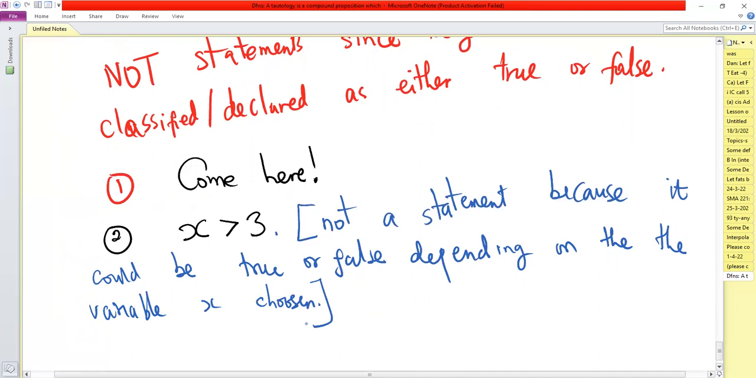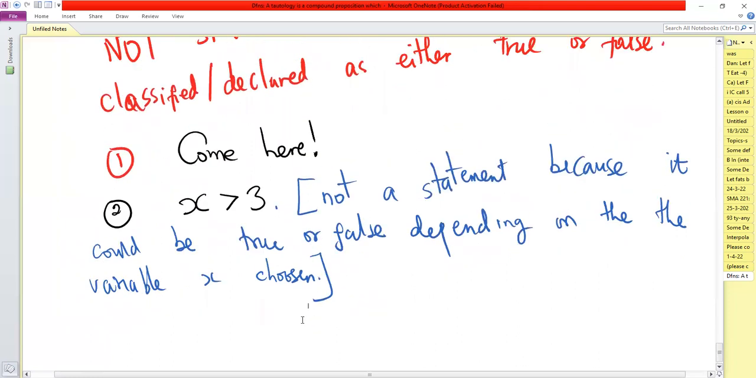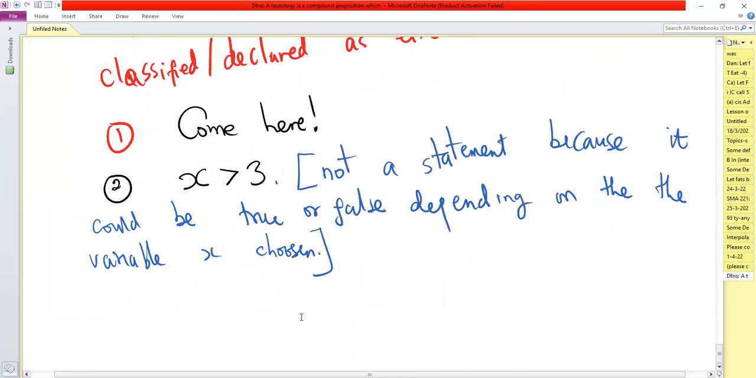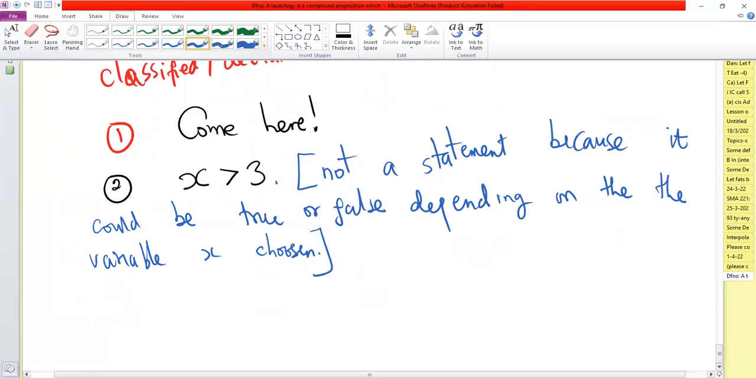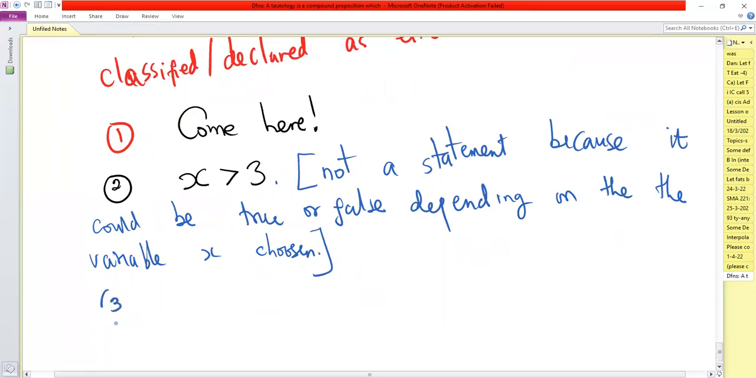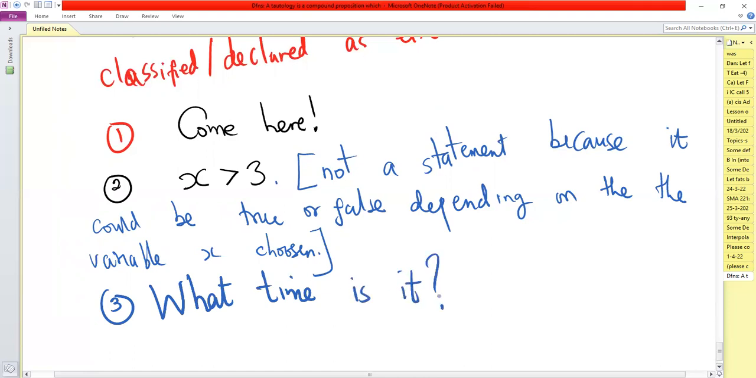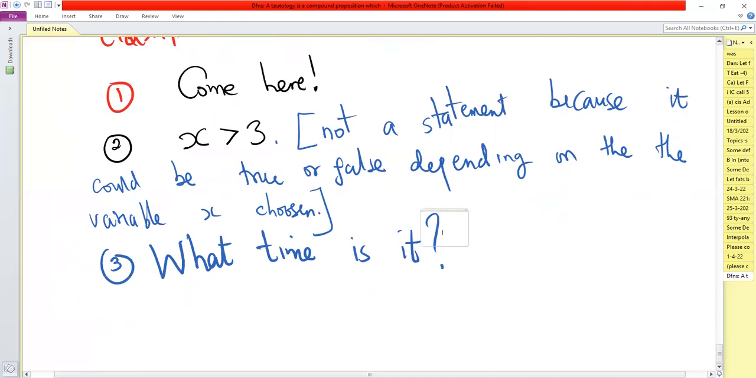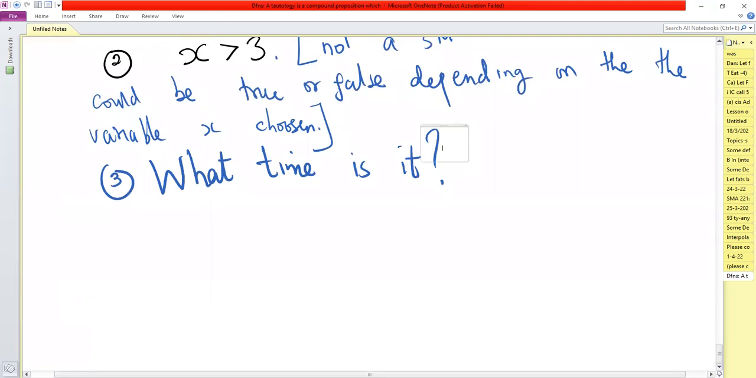But then remember, when we add a condition to that X, what we expect it to be, then it will actually have a fixed answer, then it can be classified as a statement. Number 3, what time is it? So this is a question. So it can be classified as a proposition.